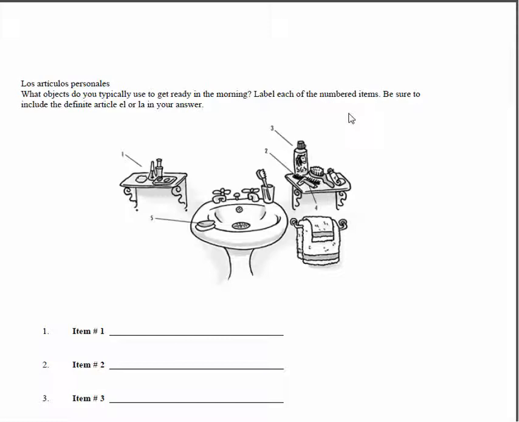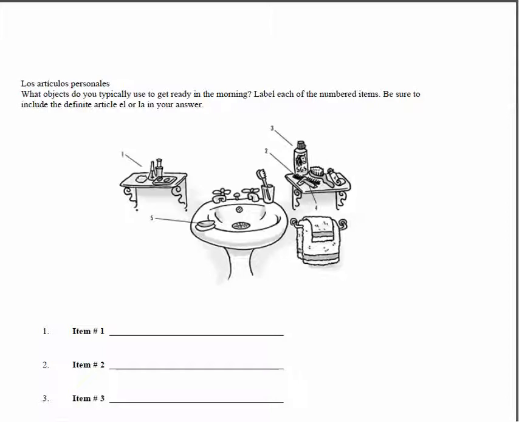Okay, so we're going to go ahead and talk about test 3, which covers parts of chapter 5. The first section is los artículos personales. What objects do you typically use to get ready in the morning? So you are going to look at this picture.